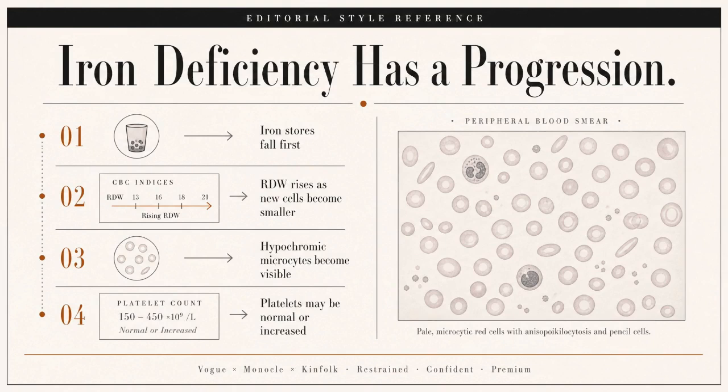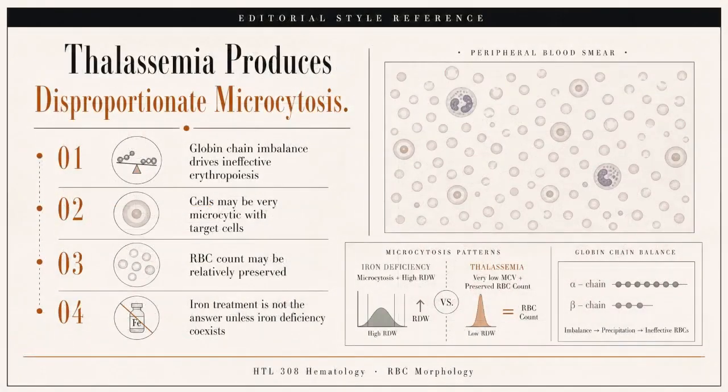Next, we'll look at another cause of microcytosis, thalassemia, and see how its mechanism differs. While iron deficiency is about iron availability, thalassemia is about globin chain production. This genetic defect leads to globin chain imbalance and ineffective erythropoiesis. On the smear, you'll see marked microcytosis and hypochromia, often with target cells. But here's the key difference from iron deficiency.